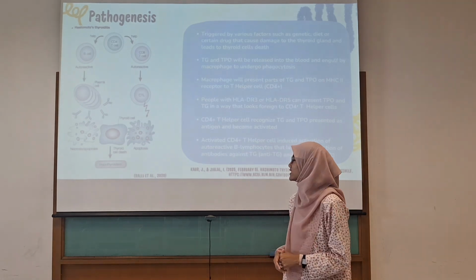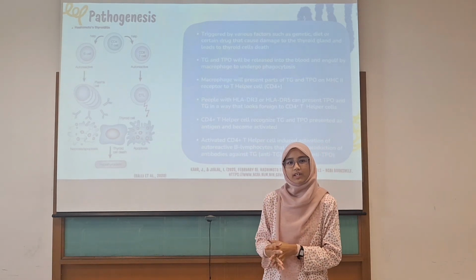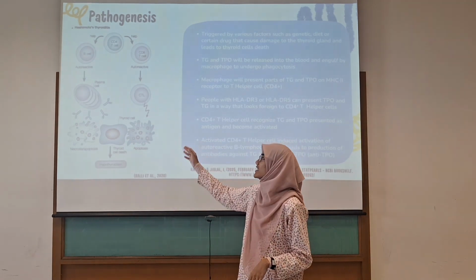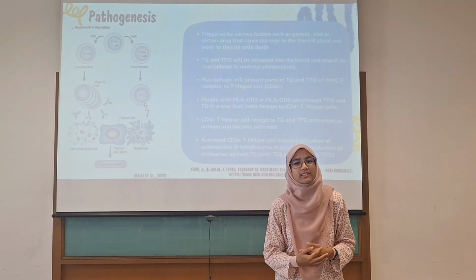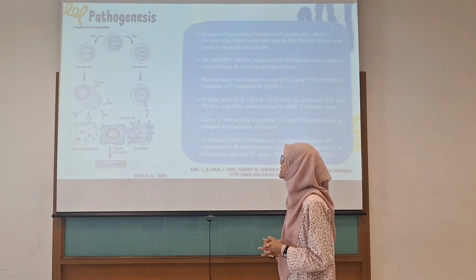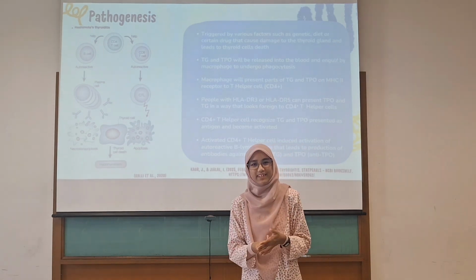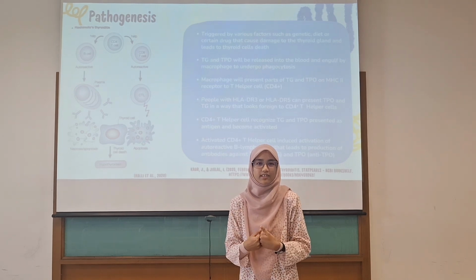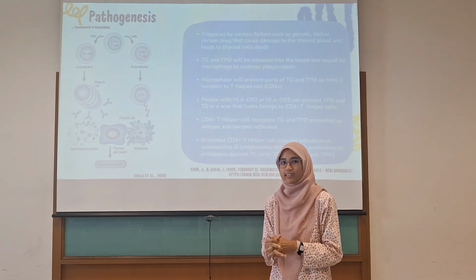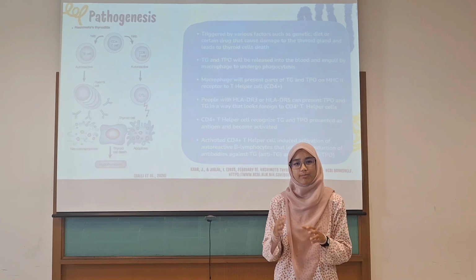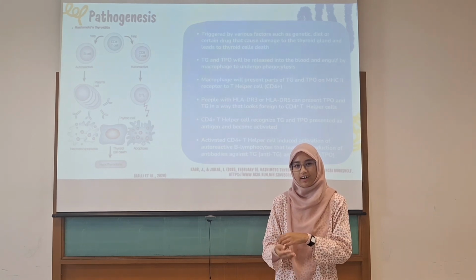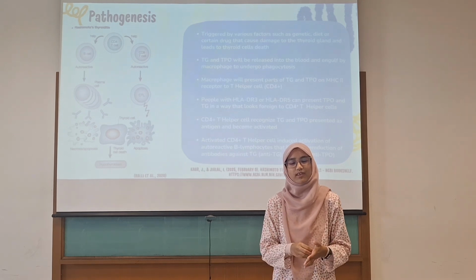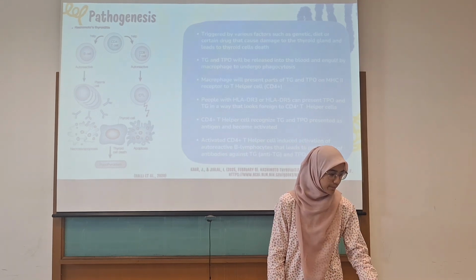The activated CD4 T helper cell will induce the activation of the B lymphocyte, which, as you can see in the diagram, is an autoreactive cell. An autoreactive cell is an immune cell that attacks its own body cells. The activation of the B lymphocyte will produce antibodies which attack the TG and TPO, called anti-TG and anti-TPO.